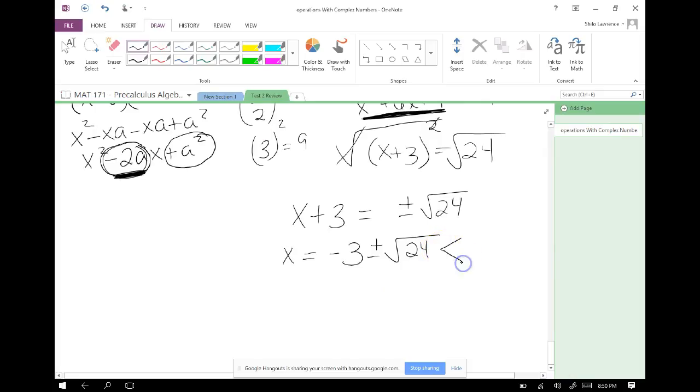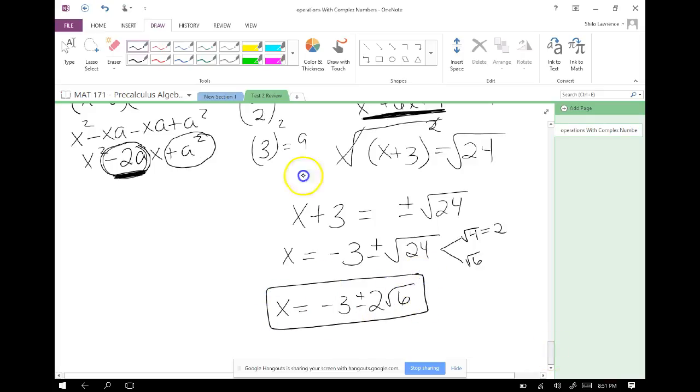We can simplify square root 24 if there's a way that we can break up 24 into a piece that's a perfect square. So we want to think of a way where we can split up 24, and 24 can be thought of as 4 times 6. And 4 is a perfect square. The square root of 4 is 2. So we can rewrite this as 2 root 6. So x is negative 3 plus or minus 2 root 6.